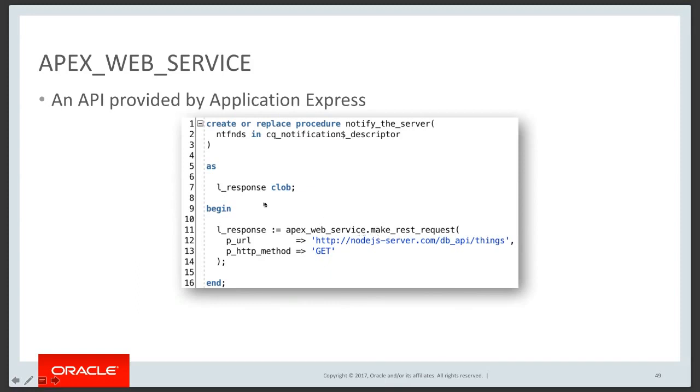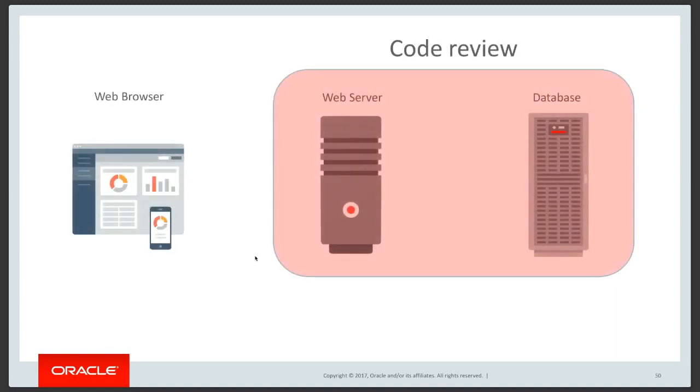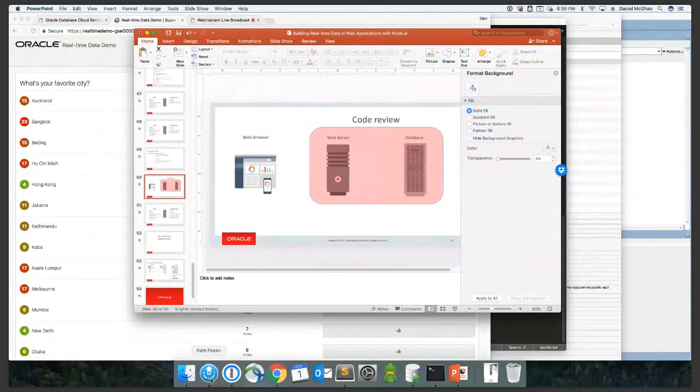The way I do that, I just declare a CLOB, and then I say Apex Web Service make web request, pass in the address to the Node.js server, and actually the database endpoint, whatever it may be, and tell it what method to use, in this case get, and that's really all I need to do. So Apex Web Service is definitely a great tool. Highly recommend that.